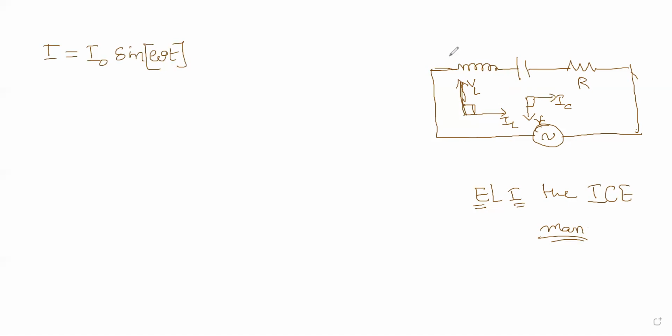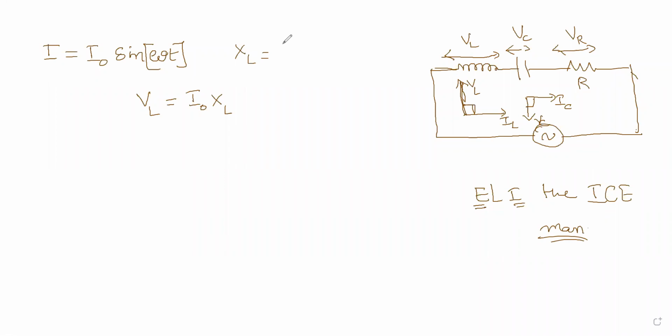Now let us say the potential drop across the inductor is VL. The potential drop across the capacitor is VC. The potential drop across the resistance is VR. Now I can write that VL is equal to I naught into XL. XL is what? That is inductive reactance. What is the value of inductive reactance?